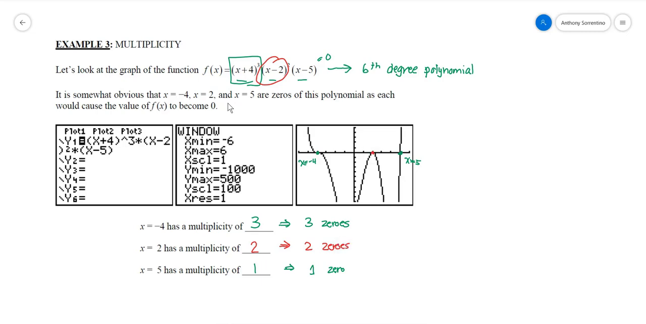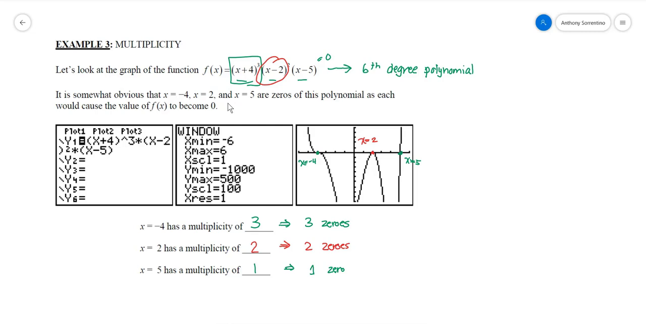I can typically tell an even multiplicity if it's an instance where the graph is what they call tangent to the x-axis at that point. That means that it does touch the x-axis but doesn't pass through. That would also hold true if it had a multiplicity of 4 or 6. The only thing you would see differently is you would see it also flatten, but it still wouldn't pass through.